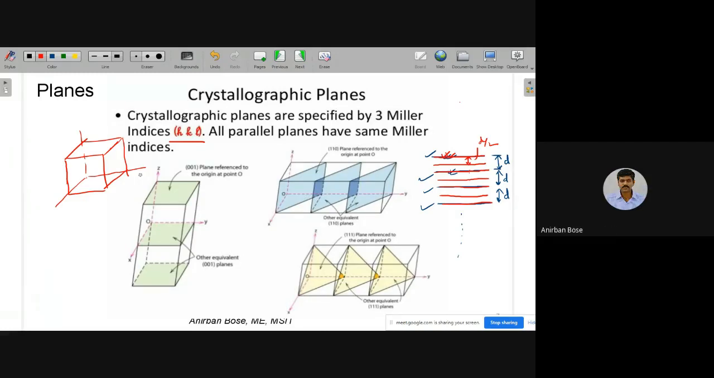Okay, so in this way we represent the Miller indices of the set of planes. Here you can see some examples of different sets of planes, but it is very important to understand the basic concept behind what we represent by the plane. It is not a single plane that we represent by the Miller indices. This is very, very important.